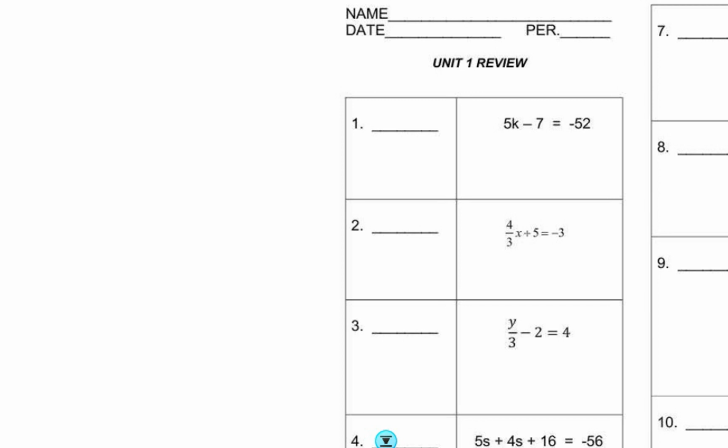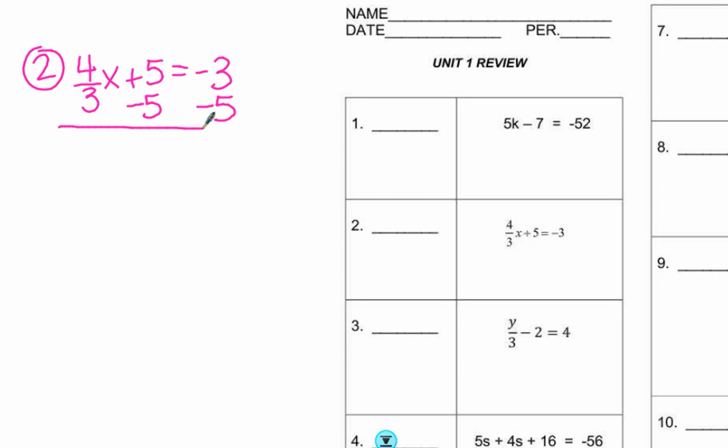Today we're going to just go through a handful of the questions on the review. First one we're going to look at is number 2 here. We have 4/3 x plus 5 is equal to -3. All right, so the first thing I want to get rid of is that positive 5. Remember, we're trying to isolate our variable x, so we want to get rid of this plus 5. We do that by subtracting 5 to either side. So we are left with 4/3 x is equal to -8.